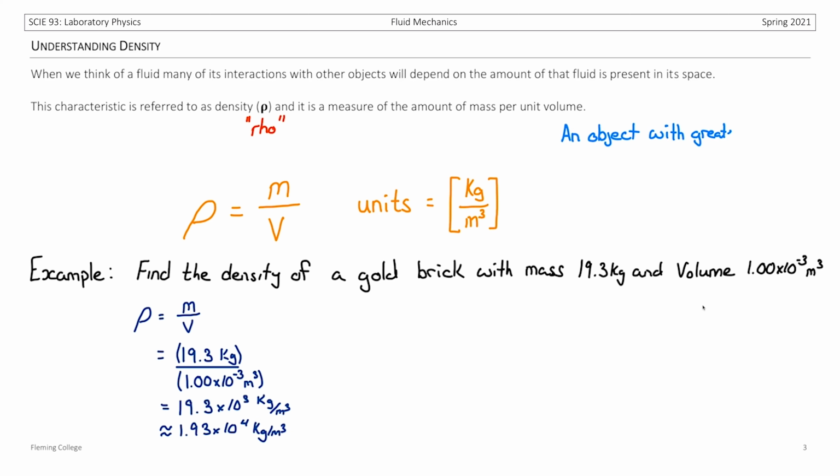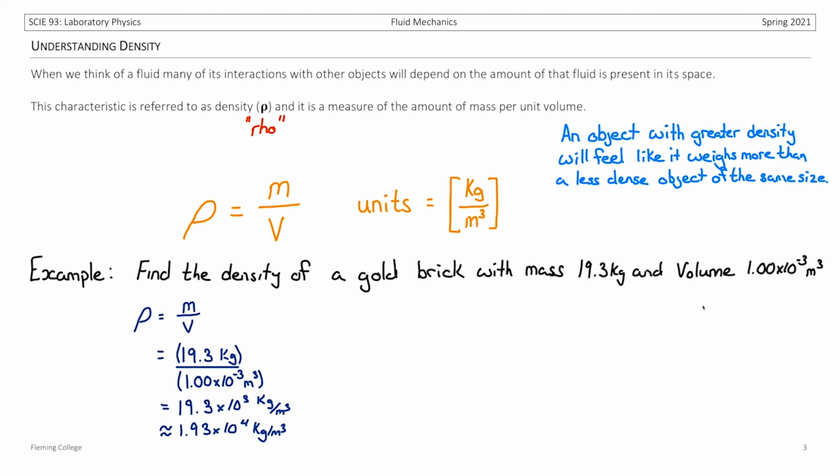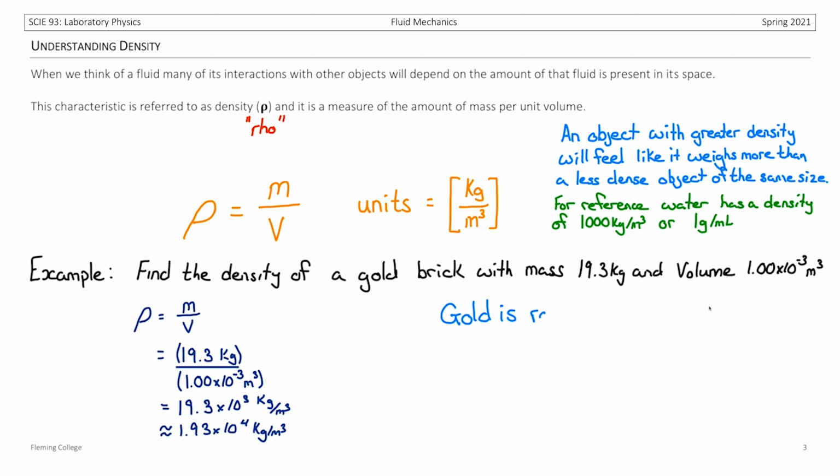An object with greater density will feel like it weighs more than a less dense object of the same size. That's because in that same volume, there's more material occupying the space. For reference, we know that water has a density of 1,000 kilograms per meter cubed, that's a metric ton per meter cubed, and another density value could be considered as 1 gram per milliliter. If we compare that to the gold brick we just calculated, gold is roughly 19 times as dense as water.